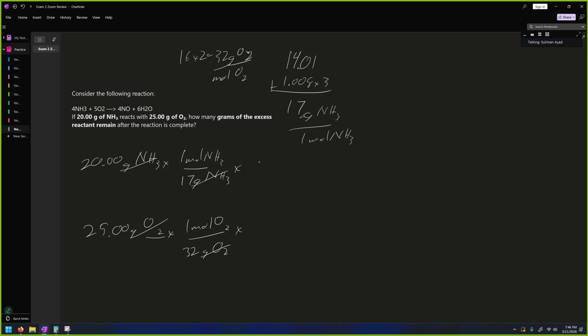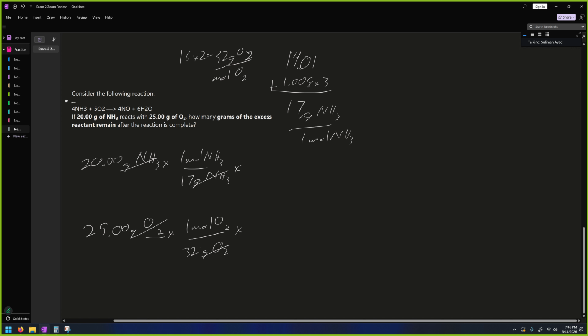So I need a mole ratio that's going to make moles of ammonia cancel. I look at my balanced chemical equation and I find 4 ammonias here and 4 NOs there. So I'll write this as 4 moles of NO per 4 moles of NH3. My moles of NH3 cancels with the moles of NH3. Down here, choosing the same product, 4 moles of NO per, and this time it's 5 moles of O2.